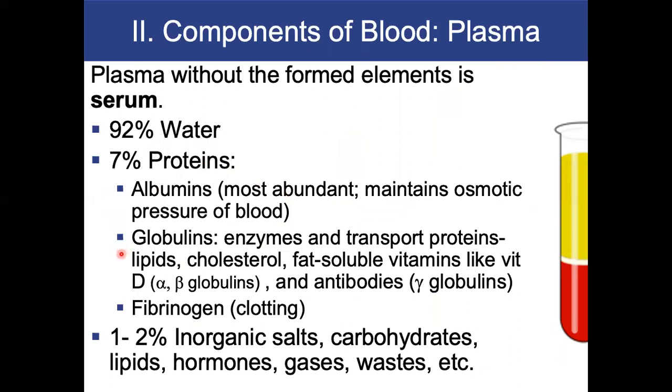Globulins, as a category, some of them are enzymes, some of them are transport proteins. I couldn't understand my slide. Sorry, guys. They transport lipids, cholesterol, fat-soluble vitamins, right? Like vitamin D, like when you're talking about alpha and beta globulins, antibodies are gamma globulins, right? And then fibrinogen deals with clotting. And then 1 to 2% of inorganic salts, et cetera, et cetera.